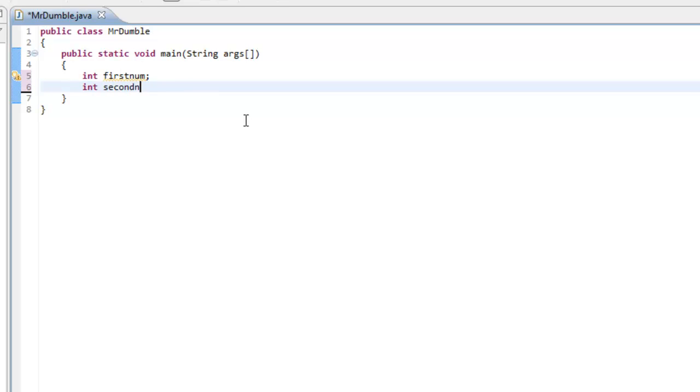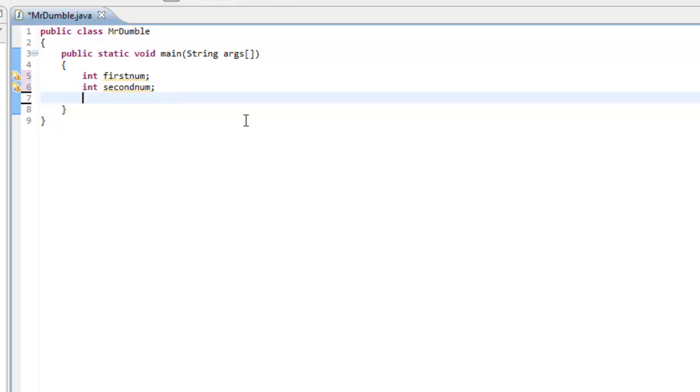But we're going to use integers because that's more common. We need to declare our second number, and we also need to declare a variable for our answer, and I call it totans because that's a combination of total and answer, because I couldn't decide if I preferred the word total or answer, so I just combined the two.